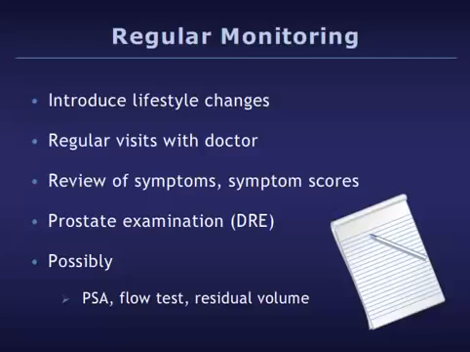This involves introducing lifestyle changes to help improve symptoms, then regular follow-up visits to reassess symptoms, the impact of those symptoms on lifestyle, and the size of the prostate. Depending on the situation, other testing may be done, such as a PSA test, a urine flow rate test, and measurement of residual urine volume after voiding.